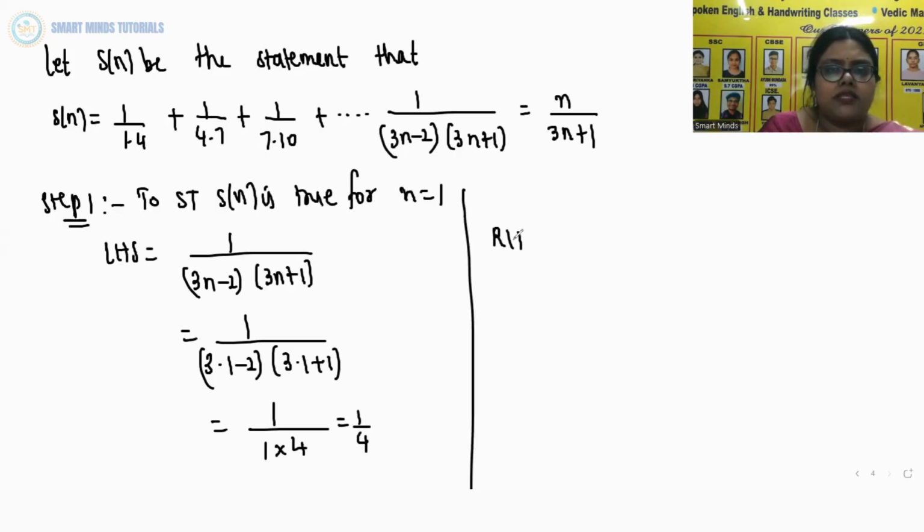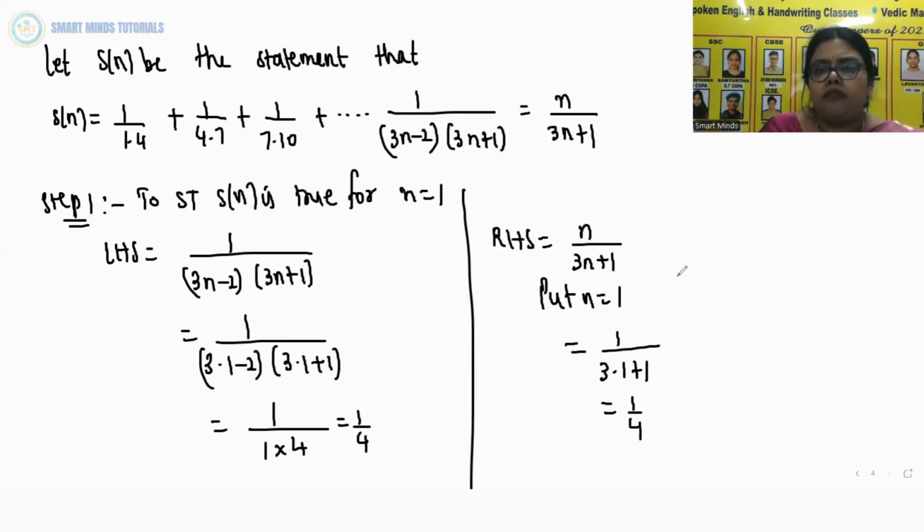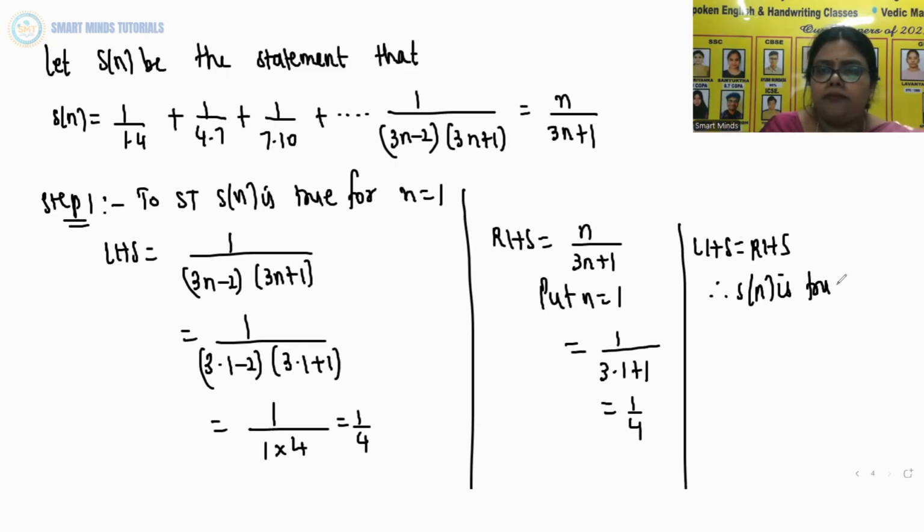So the RHS is n / (3n + 1). Now put n = 1. So you get 1 / (3 × 1 + 1). So that is 1/4. So you can see we got LHS and RHS the same. So we write LHS = RHS. Therefore, S(n) is true for n = 1. So we are done with the first step.